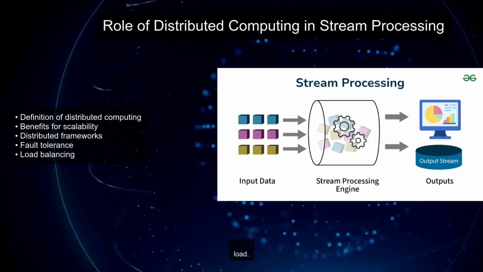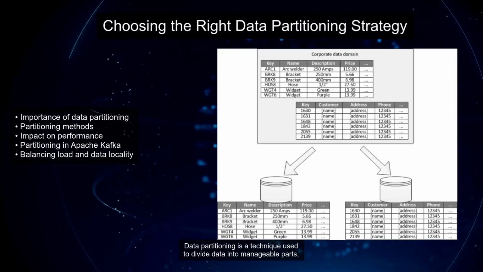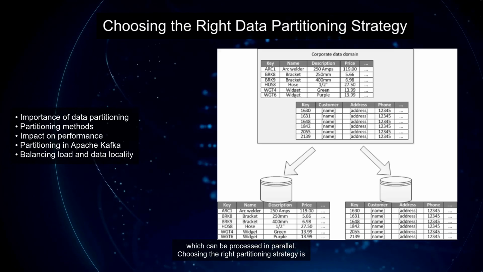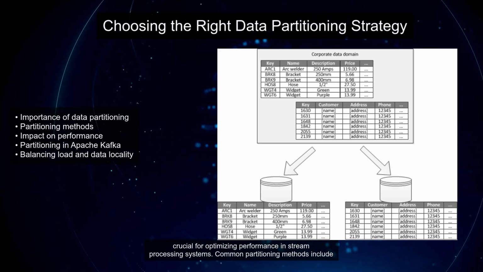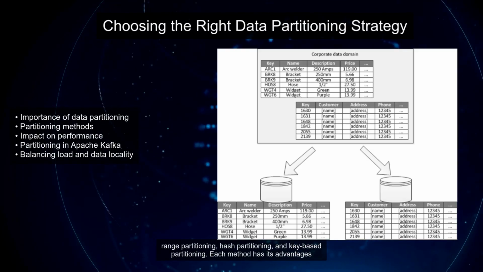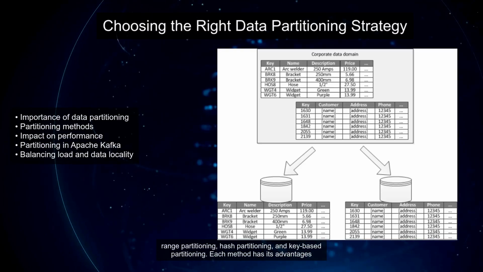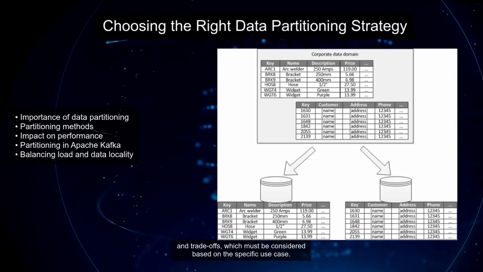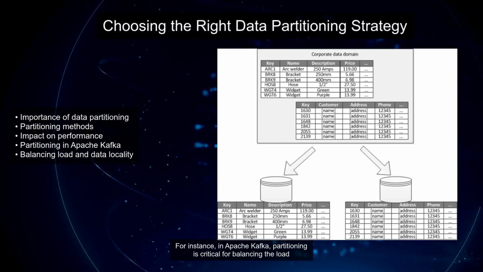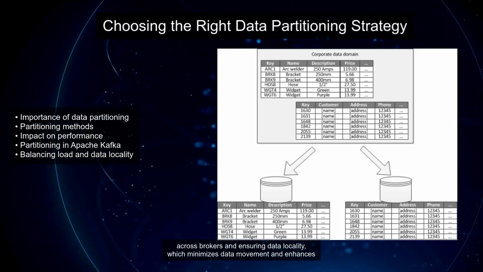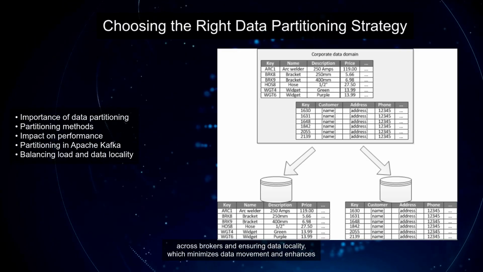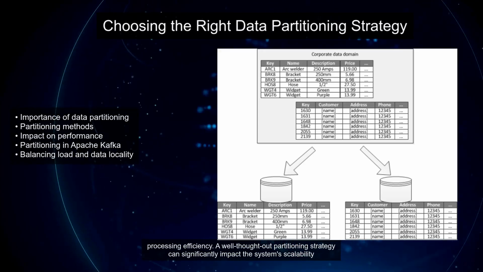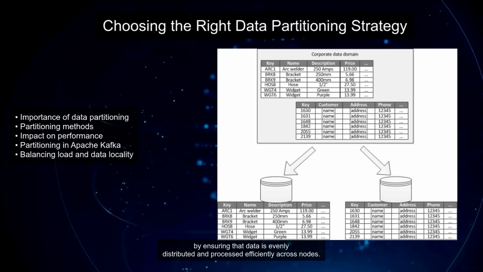Data partitioning is a technique used to divide data into manageable parts, which can be processed in parallel. Choosing the right partitioning strategy is crucial for optimizing performance in stream processing systems. Common partitioning methods include range partitioning, hash partitioning, and key-based partitioning. Each method has its advantages and trade-offs, which must be considered based on the specific use case. For instance, in Apache Kafka, partitioning is critical for balancing the load across brokers and ensuring data locality, which minimizes data movement and enhances processing efficiency. A well-thought-out partitioning strategy can significantly impact the system's scalability by ensuring that data is evenly distributed and processed efficiently across nodes.